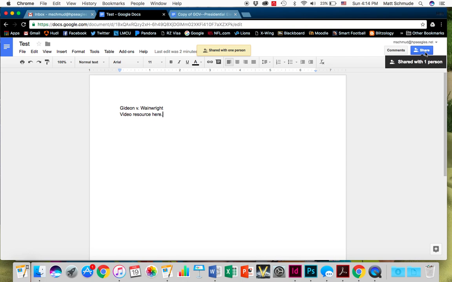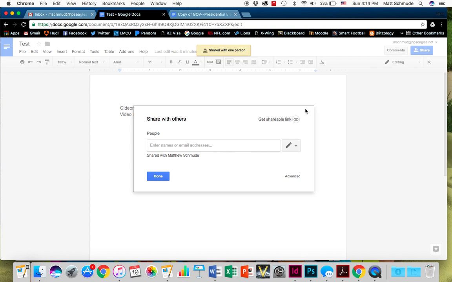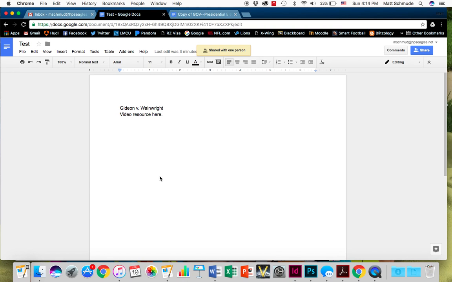Now you can also see who it's shared with. You shared with one other person. Who's it shared with? Shared with myself. So you can share it with multiple people. You can edit it, so if I want to unshare it with myself, I could go ahead and remove myself.